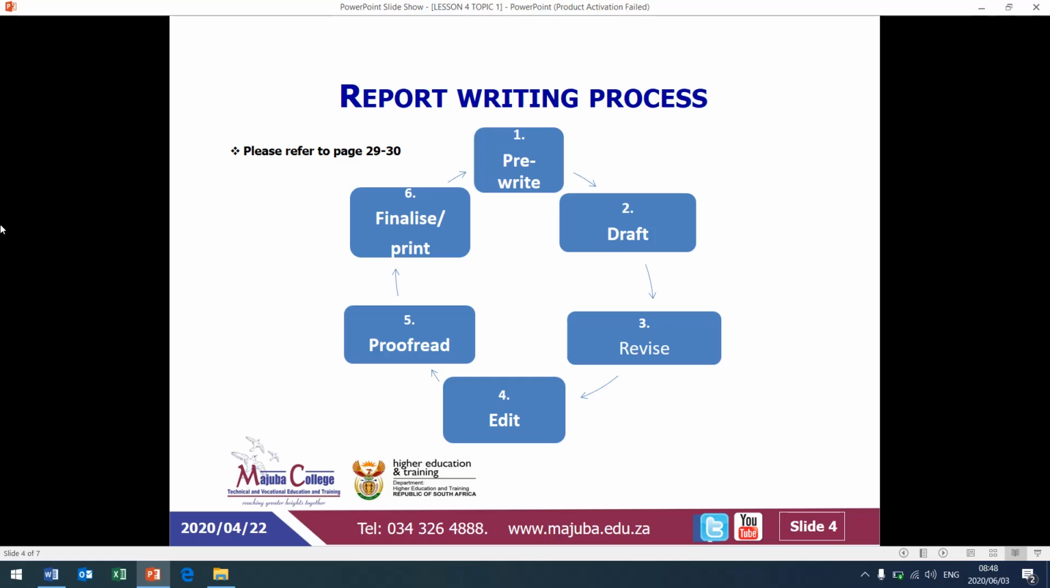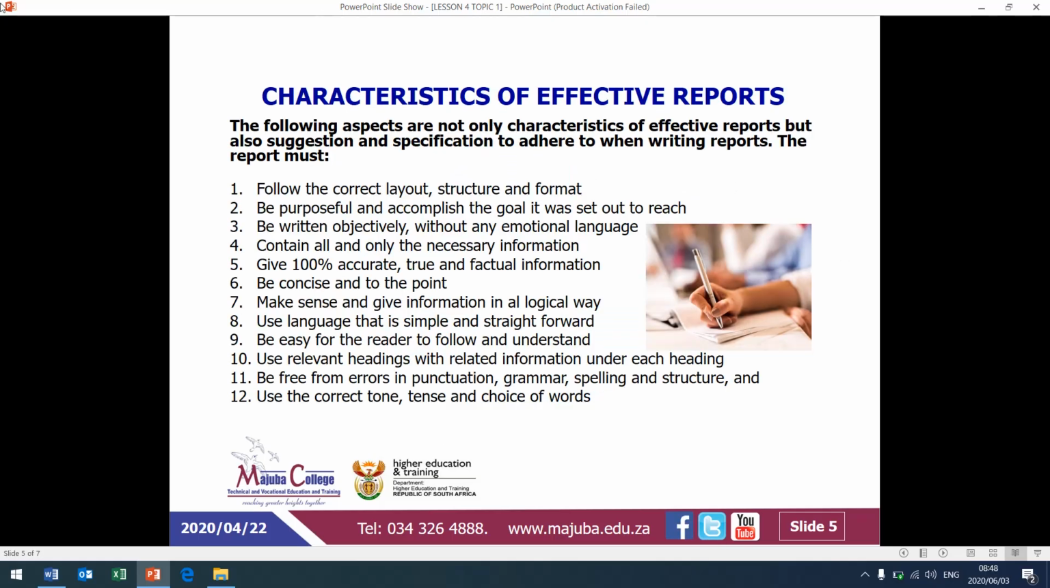Okay, and then we're going to move on to the next slide, which is characteristics of effective reports. So here, the following aspects are not only characteristics of effective reports, but also suggestions and specifications to adhere to when writing reports. The report must follow the correct layout, structure, and format. What do we mean by that? You cannot write a progress report in an accident report layout. It definitely won't make sense. So it needs to be a correct layout, a correct format, and a correct structure.